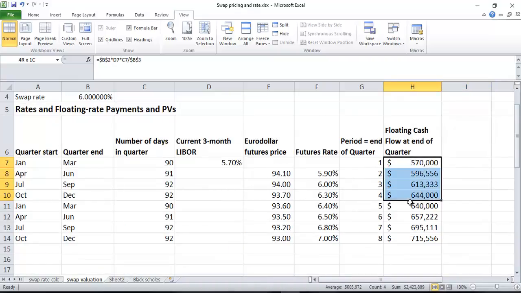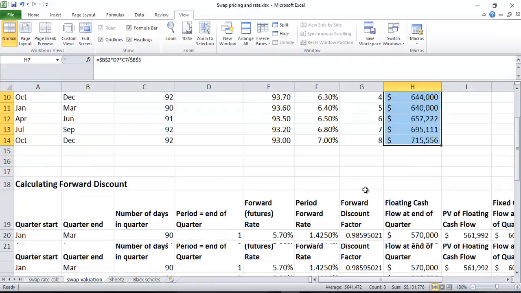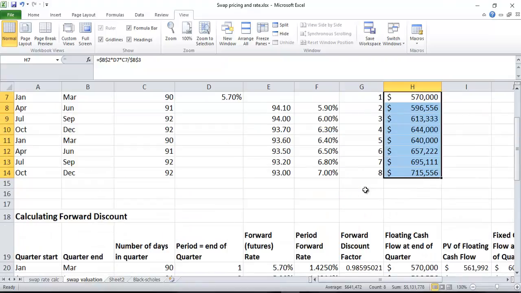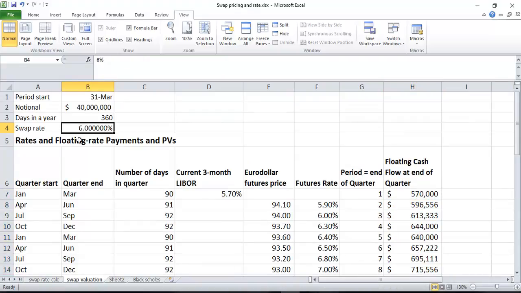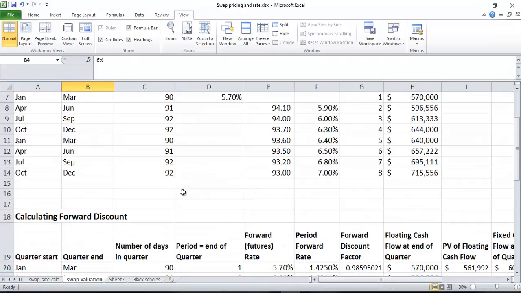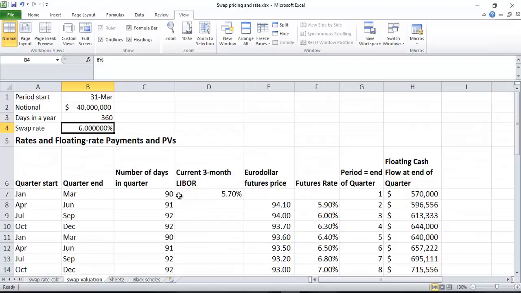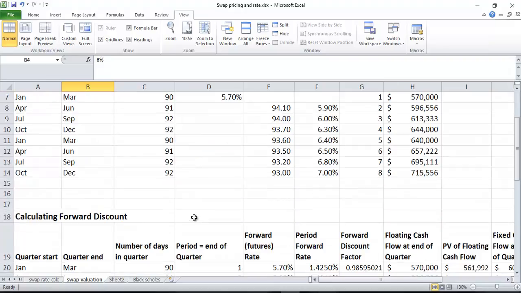So we got the floating rate cash flows. The next step is to calculate fixed rate cash flows. Now, if we have a swap rate of 6%, it's not difficult to do. However, in the next step, when you need to calculate the present value of those cash flows, you need what we call the forward discount factor. So I'll show you how you calculate that as well.